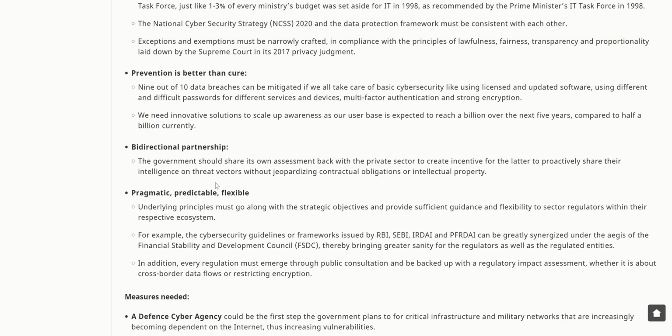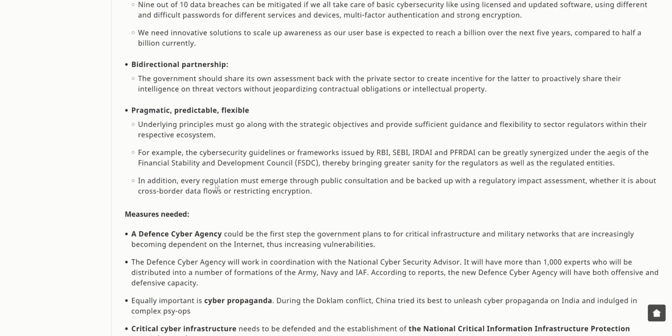Pragmatic, predictable, flexible underlying principles must go along with the strategic objectives and provide sufficient guidance and flexibility to sector regulators within their respective ecosystem. For example, the cybersecurity guidelines or framework issued by the RBI, SEBI, and all such institutions under the aegis of the Financial Stability and Development Council, thereby bringing greater sanity for the regulators as well as the regulated entities. In addition, every regulation must emerge through public consultation and be backed up with a regulatory impact assessment, whether it is about cross-border data flows or restricting encryption.